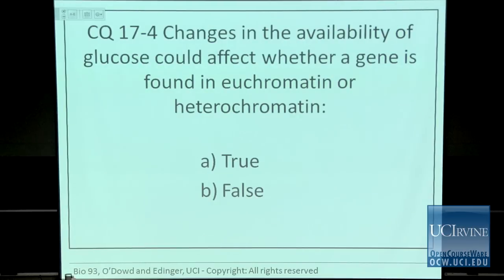Confusion or we're good now? Good? Okay, now this one is the second problem. So changes in the availability of glucose could affect whether a gene is found in euchromatin or heterochromatin. True or false? Okay, go ahead and click in.